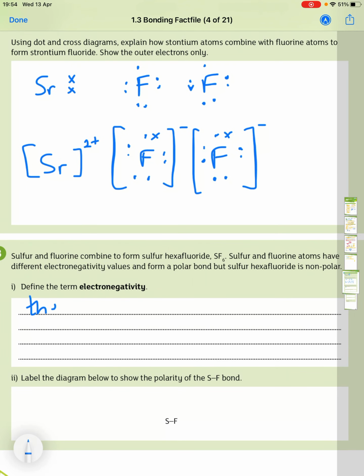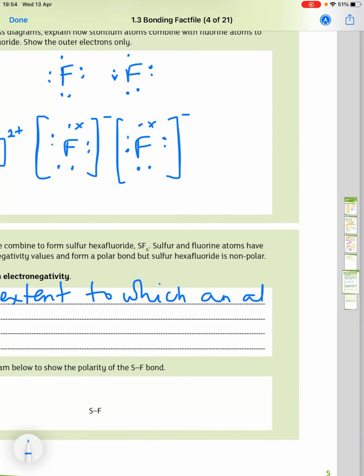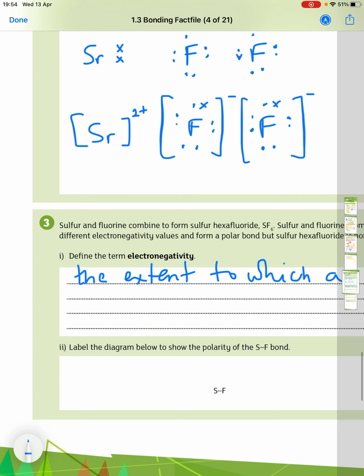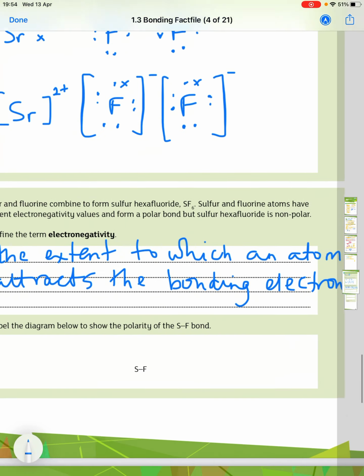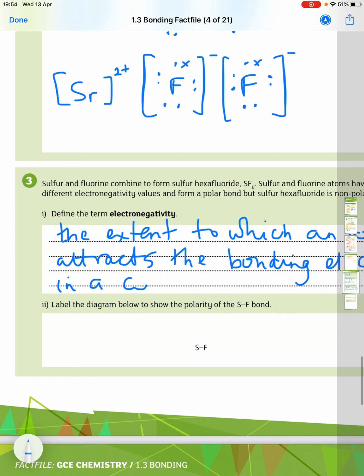So it's the extent to which an atom attracts the bonding electrons in a covalent bond. And remember, be very careful with your definitions because they do like negative marking.